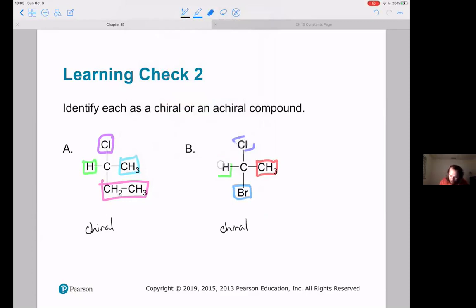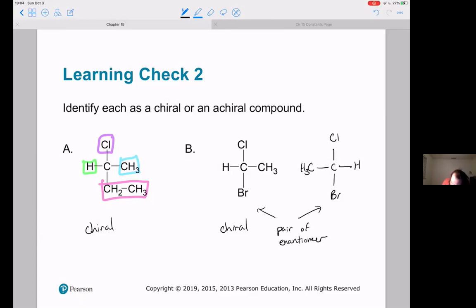Let's do another problem. How would you draw the enantiomer of this molecule here? Remember, you're going to swap those 2 groups. So Cl, C, Br, we're going to keep these the same. We're going to swap the groups on that horizontal axis. So this would be a pair of enantiomers. And again, I swapped which side these 2 groups were on.